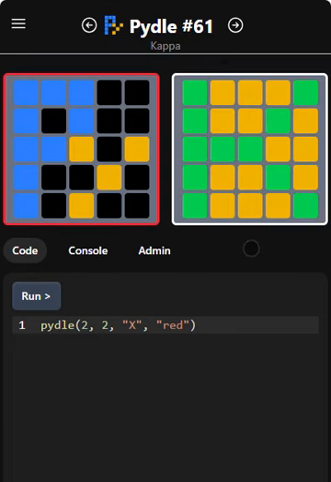Welcome to Pydle Day 61. Pydle is a daily puzzle game you need to solve by writing Python code. Today's Pydle is a kappa, the Greek letter kappa. We've had a theme of Greek letters and other mathematical symbols. So have a go at solving today's Pydle.